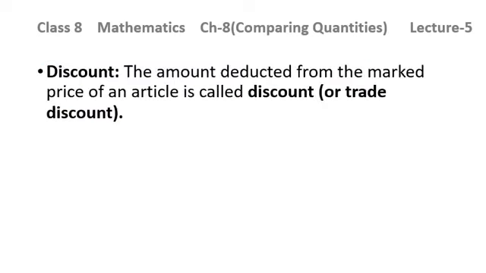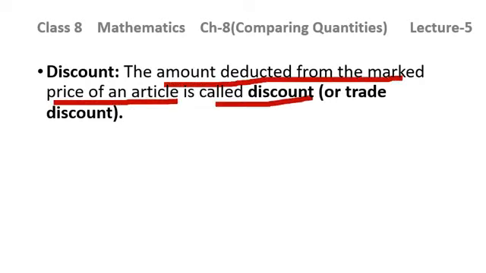Then, how can we define discount? The idea was that discount is basically a reduction in the price. And how can we define it? The amount deducted from the marked price of an article is called discount. Obviously, whenever you purchase an article, the discount is always given on the price which is mentioned on the tag, the marked price. So this is how we can define discount: the amount deducted from the marked price of an article is called discount, or it can be called trade discount.